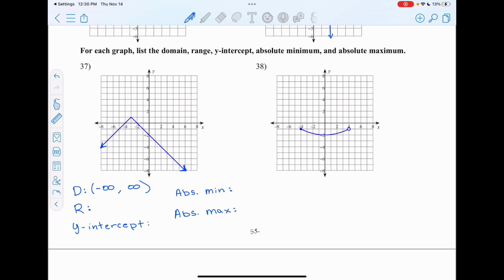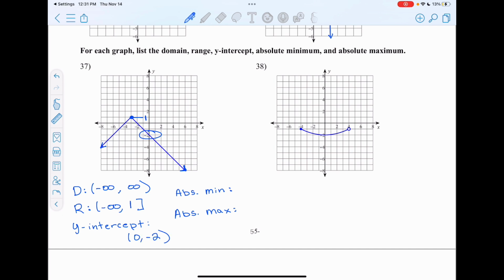For my range is low to high. It looks like I'm going low forever, so I'm going to have negative infinity. But I only go as high as this value right here, which is the y value 1. And that's a closed circle, so I'm going to have a bracket on 1. My y-intercept is where I cross the y-axis, and it looks like I crossed the y-axis right here at negative 2. So that is the point 0, negative 2.